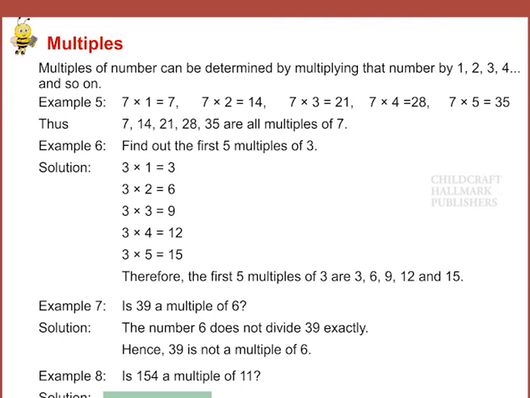Example 6. Find out the first 5 multiples of 3. Solution. 3 into 1 is equal to 3. 3 into 2 is equal to 6. 3 into 3 is equal to 9. 3 into 4 is equal to 12. 3 into 5 is equal to 15. Therefore, the first 5 multiples of 3 are 3, 6, 9, 12 and 15.